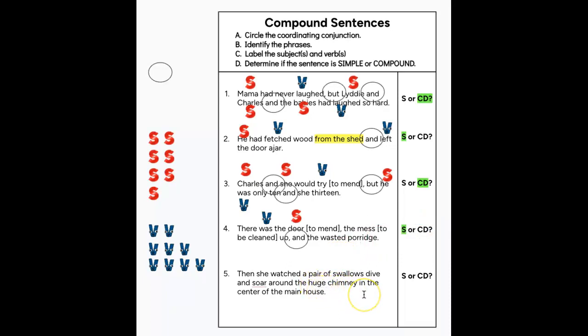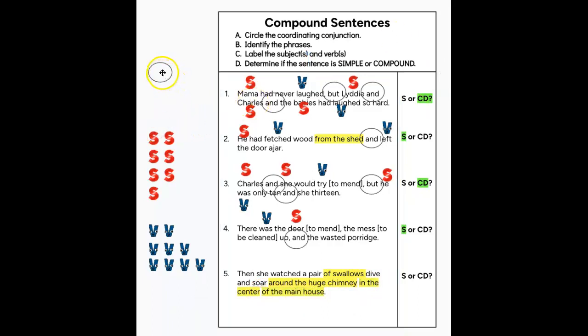Then she watched a pair of swallows dive and soar around the huge chimney in the center of the main house. All right, I'm going to look for my phrases first. I see of swallows. Swallows are a type of bird. I see around. Around what? Around the huge chimney. I see in. In what? In the center. And I see of. Of what? Of the main house. Lots of prepositional phrases to get rid of here.